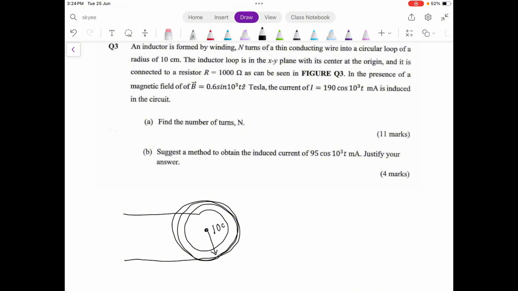So the inductor is in the xy plane. You can just imagine this is the xy plane. I will label here as y, label here as x. It is connected to a resistance of 1000, and it can be seen in figure Q3. You can refer to Q3, but Q3 is something like this also.